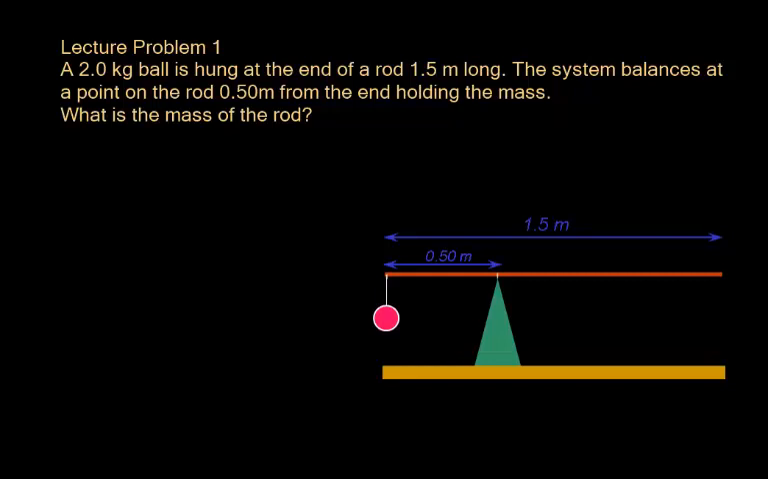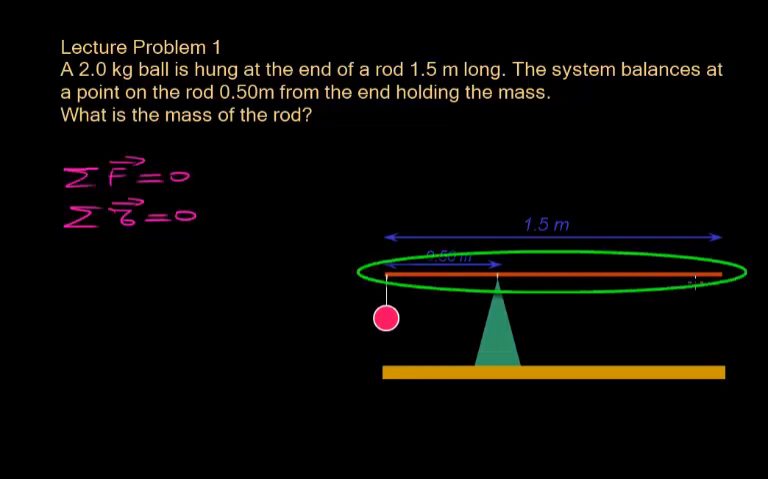For systems at equilibrium, like this one, two conditions need to be satisfied. Both of them are related to Newton's second law. The sum of the forces acting on the system of interest must equal 0, and the sum of the torques acting on the system must also equal 0. The first step is to identify the system of interest, which is the rod.